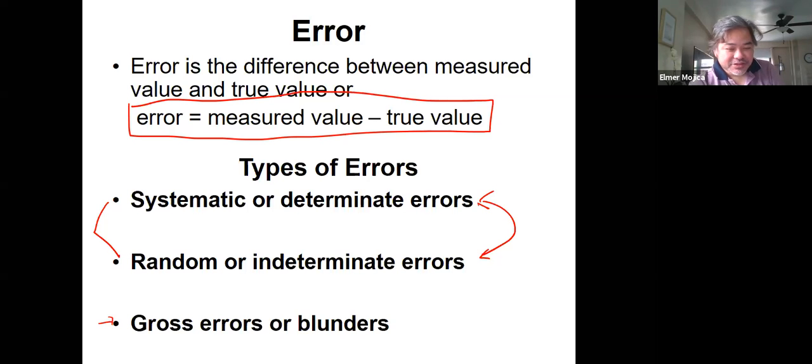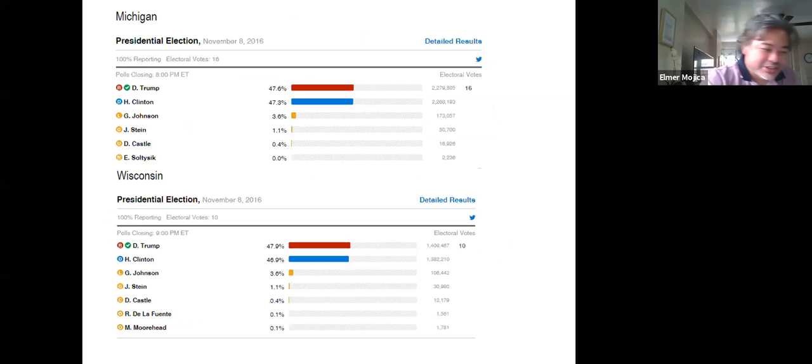Now, what I want to do is look at the errors that we have here. These are from the election 4 years ago. The three places where Hillary Clinton lost and the reason why Trump became the president. Look at the Michigan and Wisconsin counts here. So look at the difference of the values that we have there.